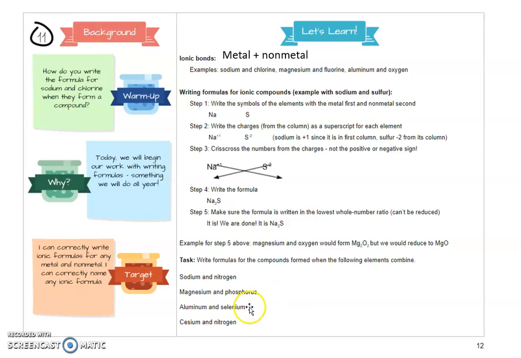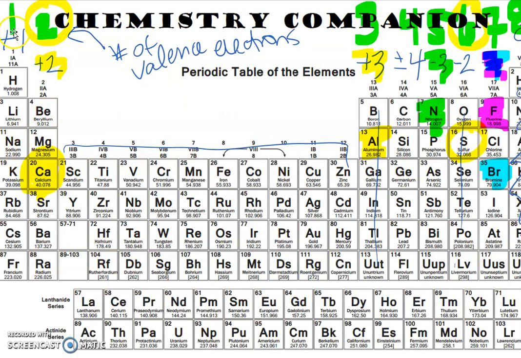So first one, sodium and nitrogen, okay? Well, we just looked at sodium up here. So I'm going to write sodium is Na, nitrogen is N, okay? Sodium, if you go back to your periodic table, is in the +1 column. N, nitrogen, is -3, okay?